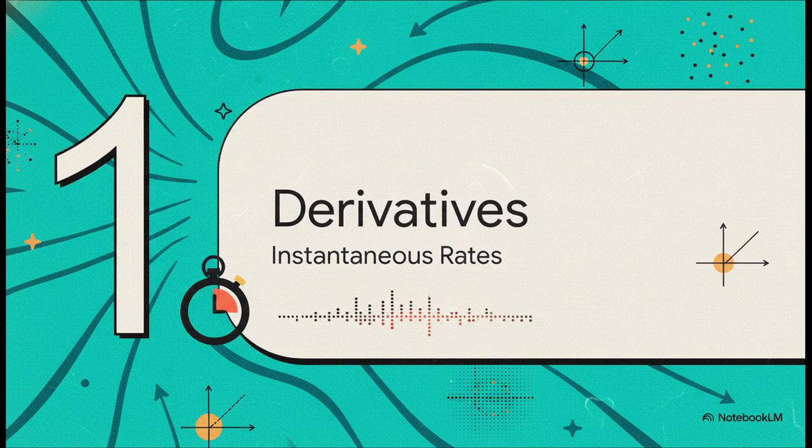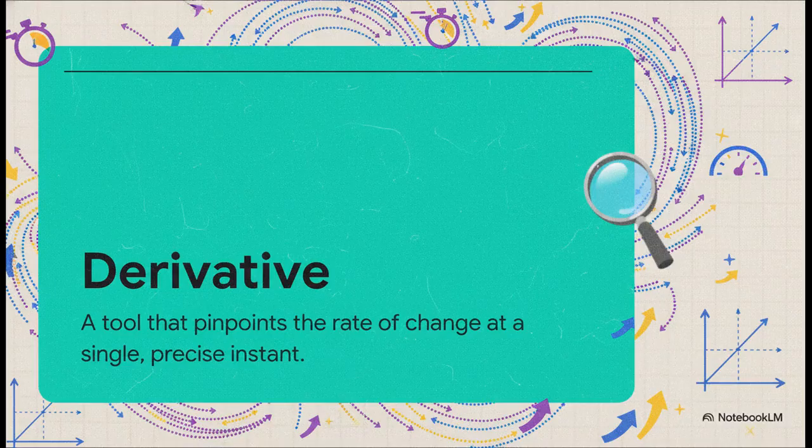All right, first tool out of the box, the derivative. What's it for? It's all about pinpointing a single, precise, instantaneous rate of change. So in the simplest terms, a derivative answers the question, how fast is this changing right now? Not over the last hour, not in the next minute, but at this exact instant. It's like a snapshot of speed.